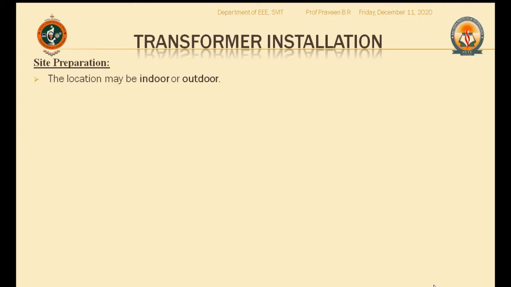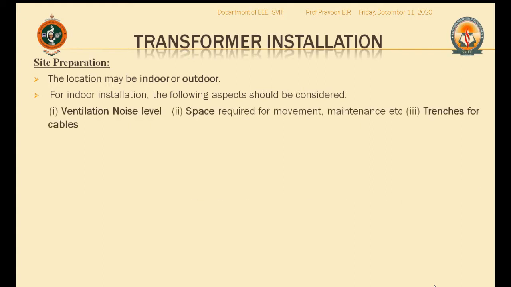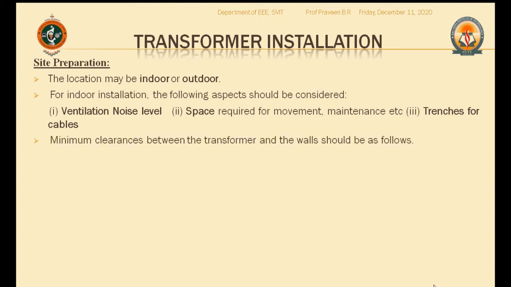The first thing we have to know is whether the site is indoor or outdoor. For indoor, we have separate preparation. For the outdoor, there is separate preparation. For indoor, what are the considerations which we have to take? The 3 points which we have to take are the noise level, second the space, third the cable length, and the ventilation. Always the noise level should be minimum.